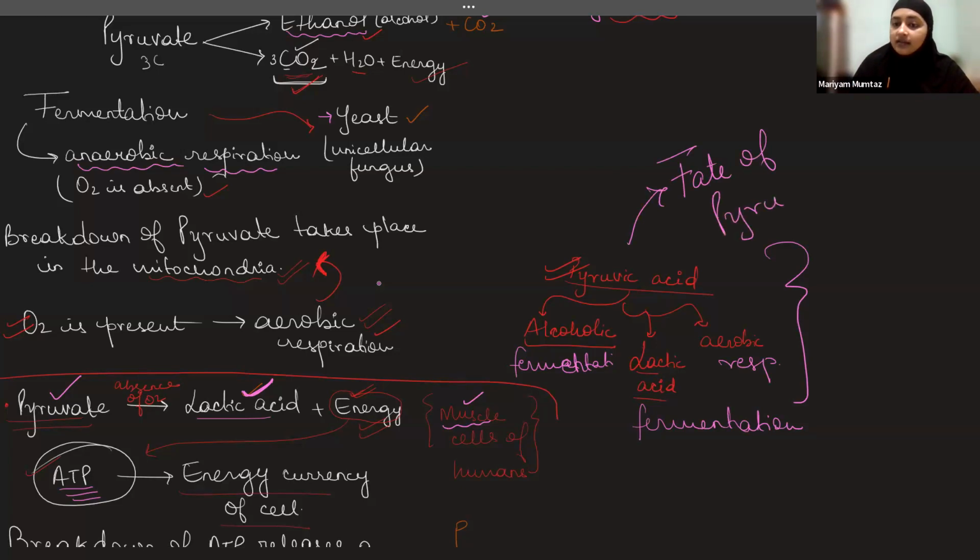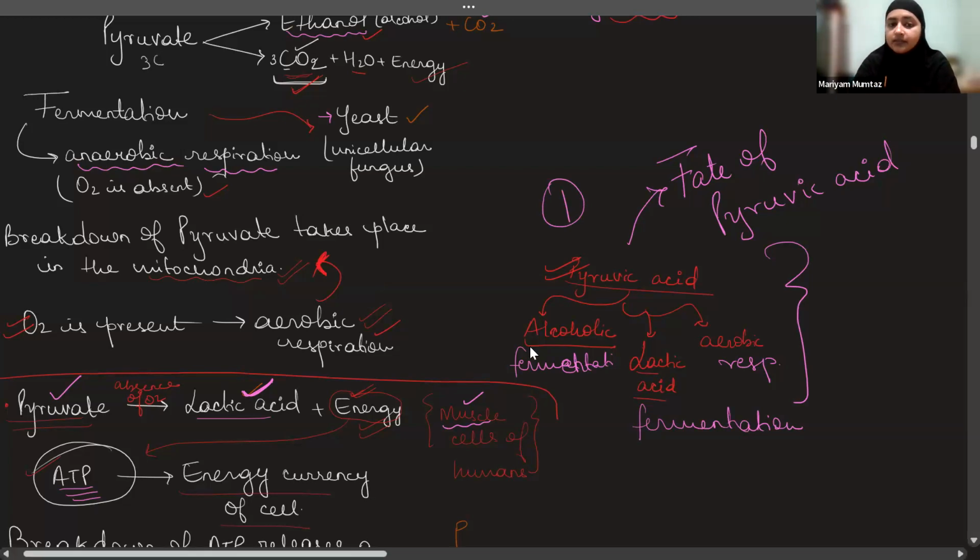A question can come to our mind: pyruvic acid has been formed, now what is the use? Where will it be needed? Why is pyruvic acid being formed? When the pyruvic acid has been formed, it will undergo a variety of steps, such as shown on your screen. So when you're noting this down, note this first. The fate of pyruvic acid is that it can undergo alcoholic fermentation, lactic acid fermentation, or aerobic respiration. This much is clear?